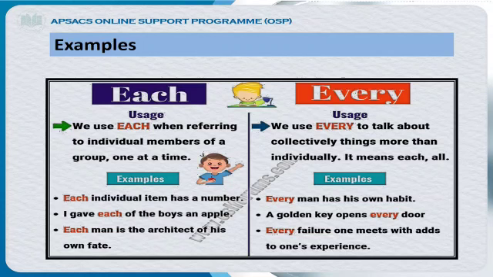Let's take a look at some examples. Now in each, we talk about each and every person in a group. So each individual item has a number. I gave each of the boys an apple. Here we are talking about every boy in that particular group. Each man is the architect of his own fate.